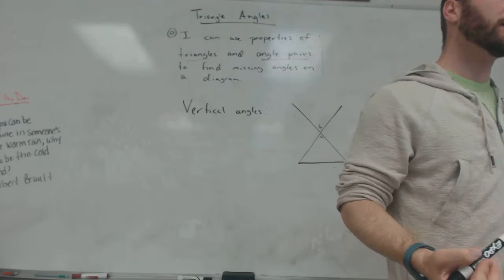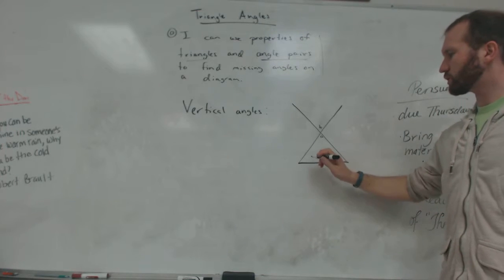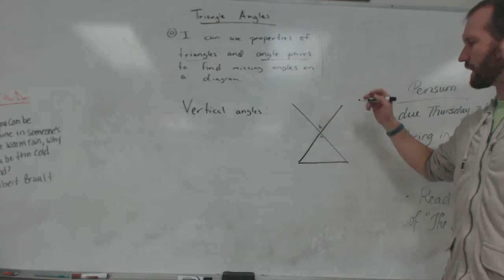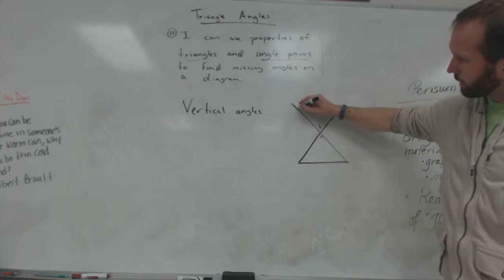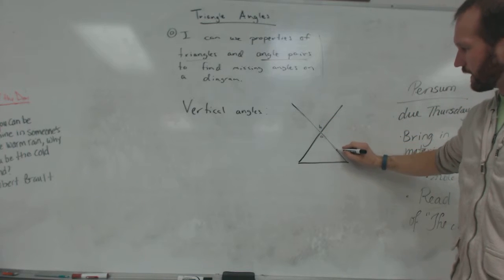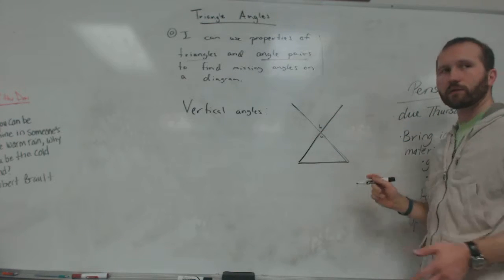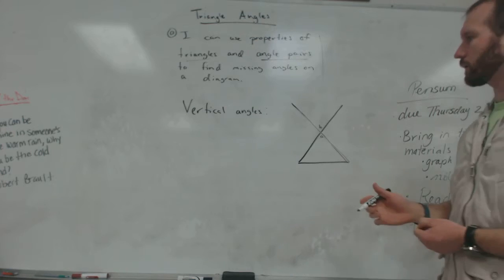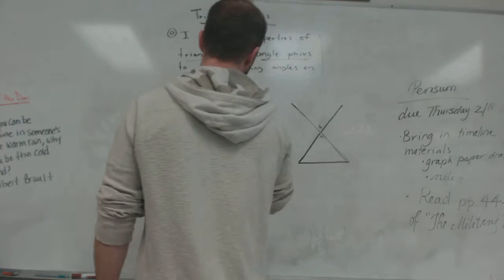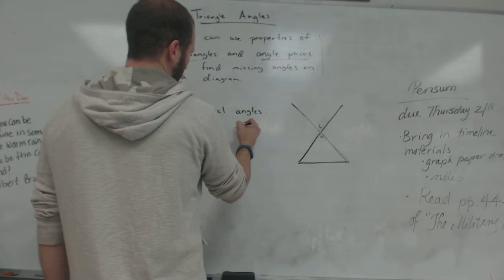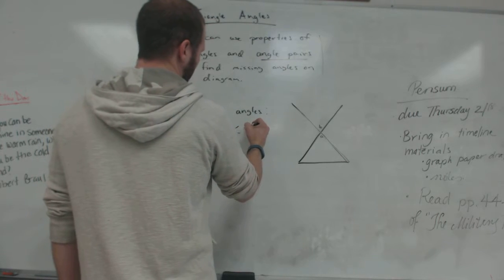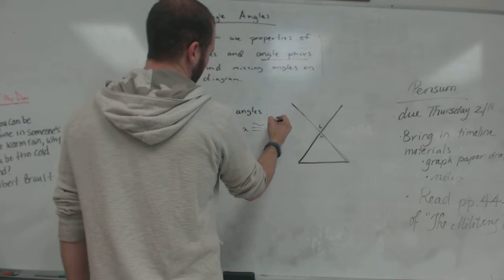Why are they vertical? Because they share their sides. Right? So this line segment and this line segment make up both of those angles. And what do we know about vertical angles? They're equal to each other. Or they're congruent. So we could say angle A is congruent.